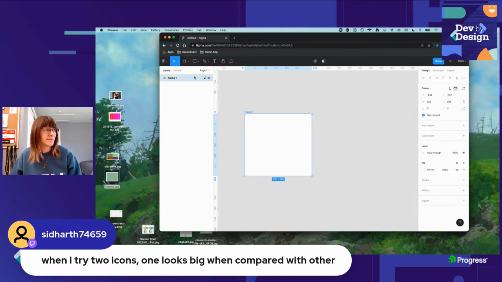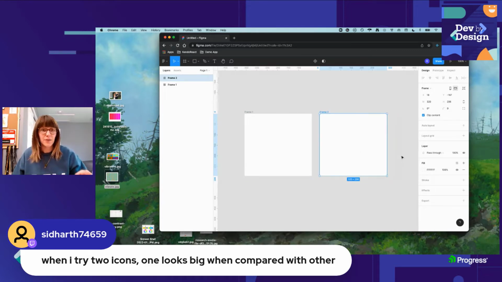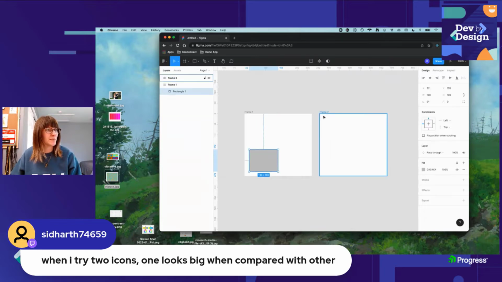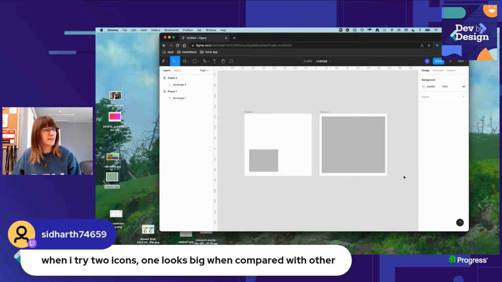You get these frames, right? And you want your frames to be the same. And you want your icon to take up as much space in the frame as it needs, right? So they should each take up the entirety of their allotted size. Because otherwise, if you have one that's this big and one that's this big, you'll see a difference.